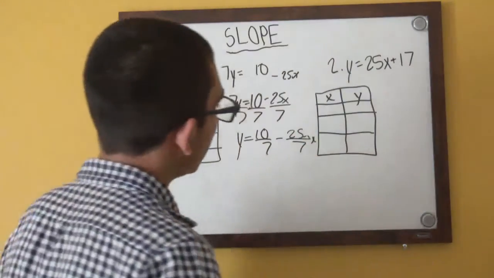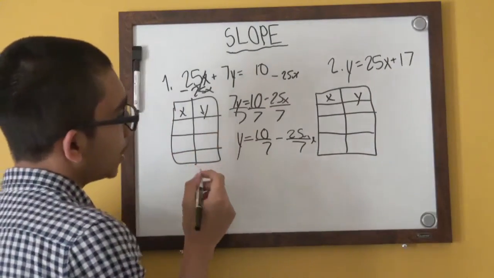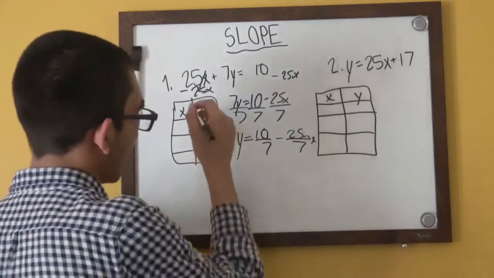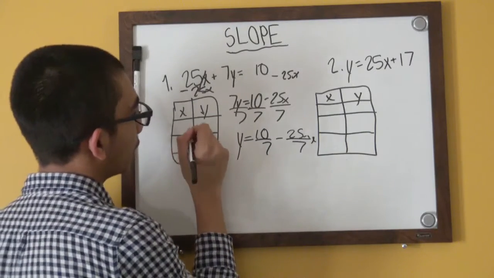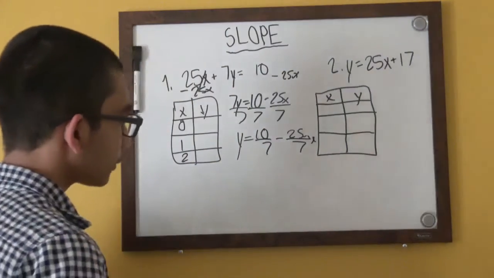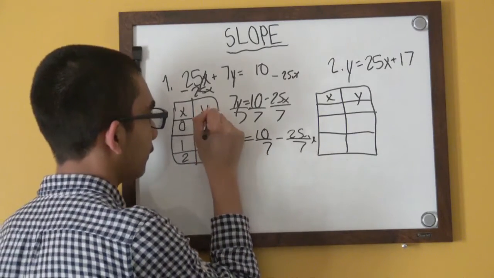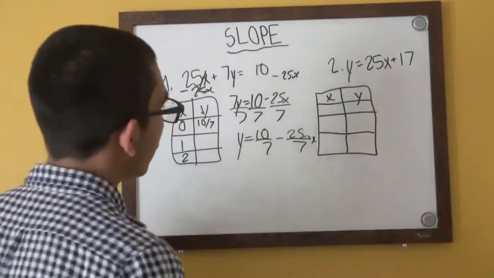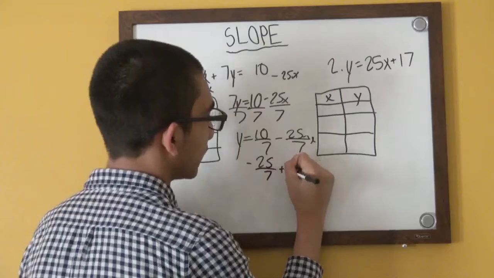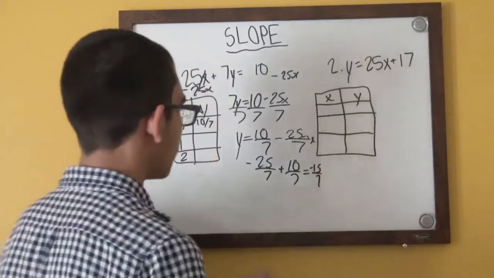And a way that we can interpret this into the graph is just by going by ones. So let's do that. 0, 1, 2. So for 0, we know that it will just be 10 over 7, since that's our y-intercept. For 1, we have to plug it in. So what's negative 25 over 7 plus 10 over 7 equal to? Well, that's negative 15 over 7. So let's put that.